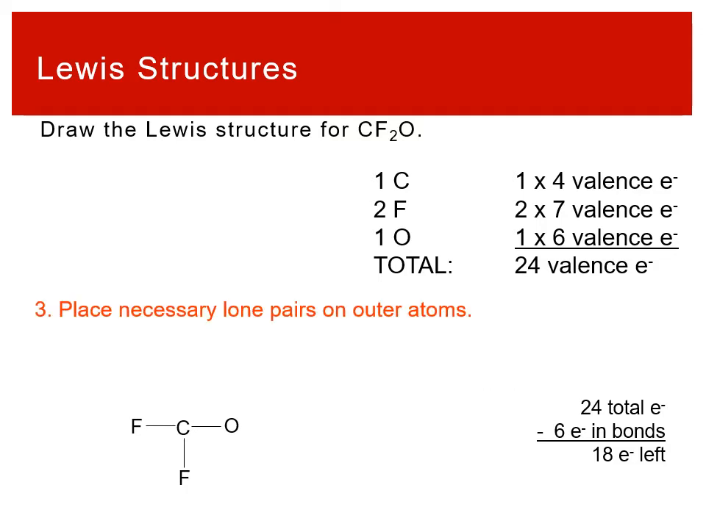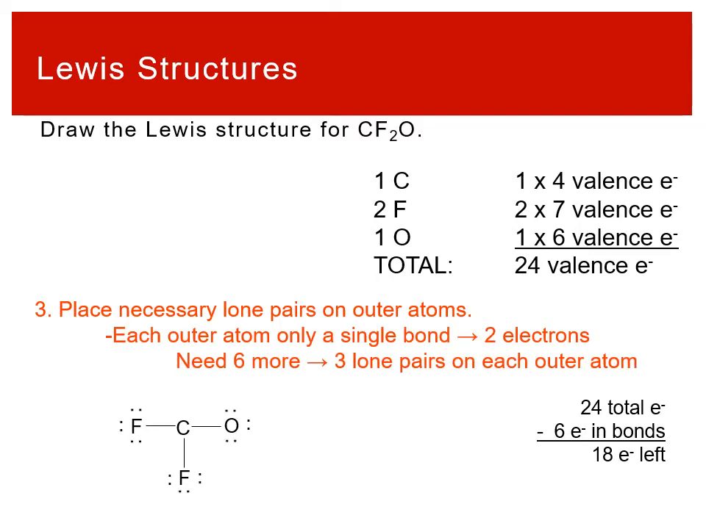That is where I put lone pairs on my outer atoms. Each outer atom needs a full octet. So they all have single bonds. That's 2 electrons. They each need 6 more. So I throw the 6 more. They end up with 3 lone pairs on each of my outer atoms. They now have full octets.